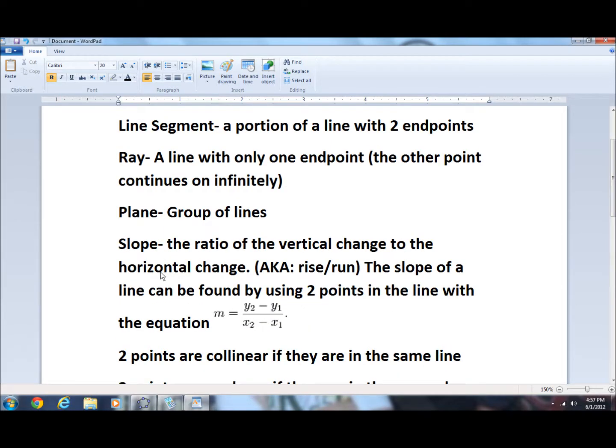So, okay, now that we know that, the slope is the ratio of the vertical change to the horizontal change, aka rise over run. The slope of a line can be found by using 2 points in the line with the equation m equals y sub 2 minus y sub 1 over x sub 2 minus x sub 1.